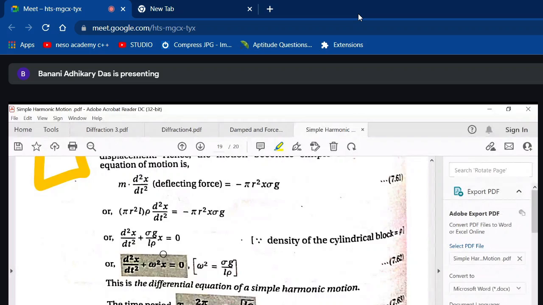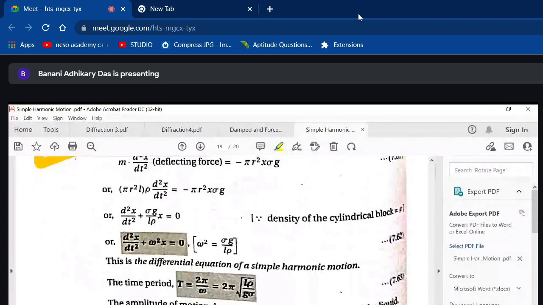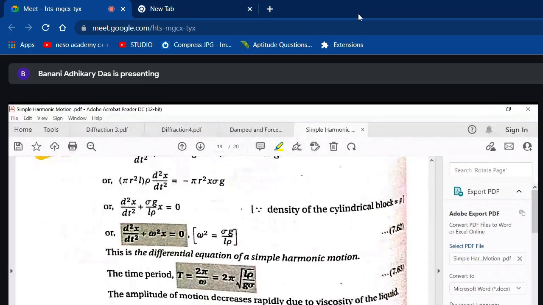So you get another equation of the form d2x dt2 plus omega square x is equal to 0, where omega square now is equal to sigma g by L rho. So time period T will be equal to 2 pi by omega, that is equal to 2 pi root over L rho by sigma g. Also remember that the amplitude of the motion decreases because of the viscosity of the liquid. This is not a free simple harmonic motion. In your classes shortly, you will know what a damped simple harmonic motion is.